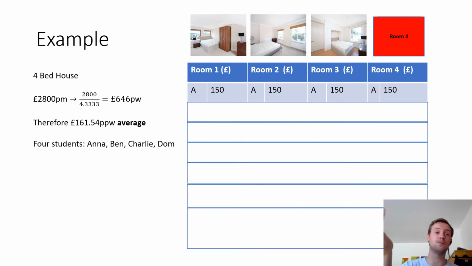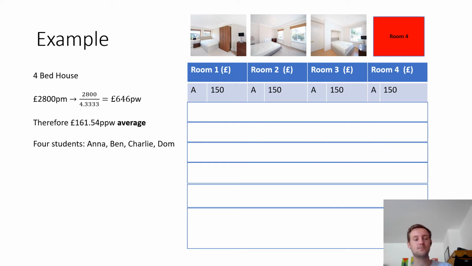So the rent for this house was £2,800 a month, which is £646 a week, and you can get that by multiplying or dividing by 52 over 12. So 52 weeks and 12 months gives you 4.33333, which works out to an average of £161.54 per person per week. So that's what you should be kind of shooting for, and it's good to have that in mind when you're doing the bidding.